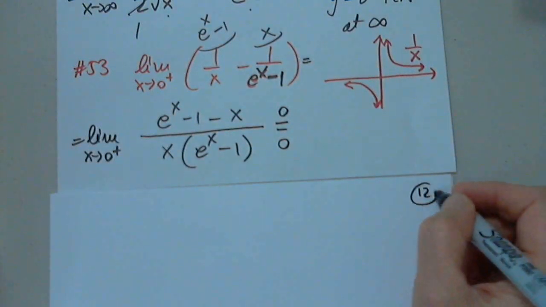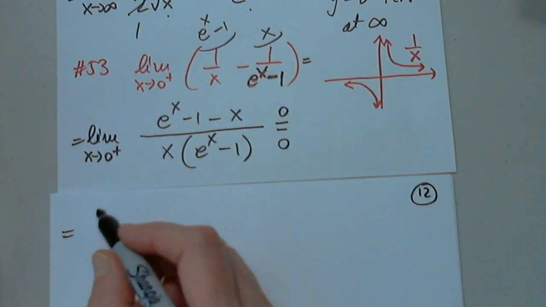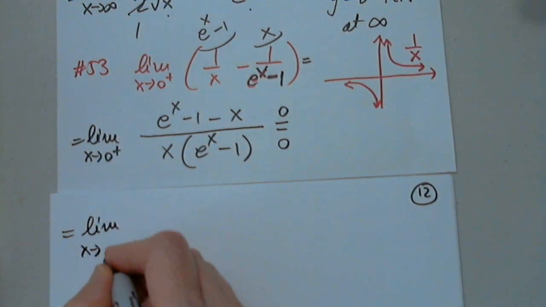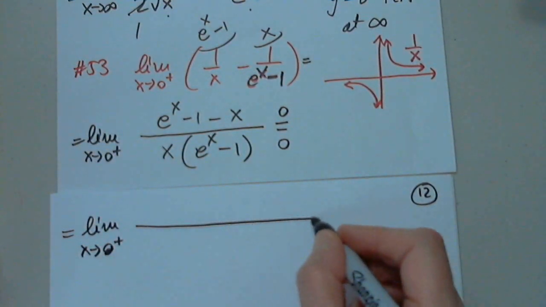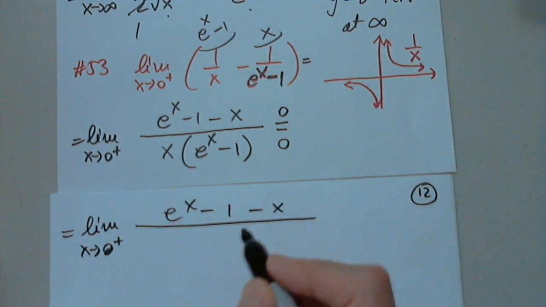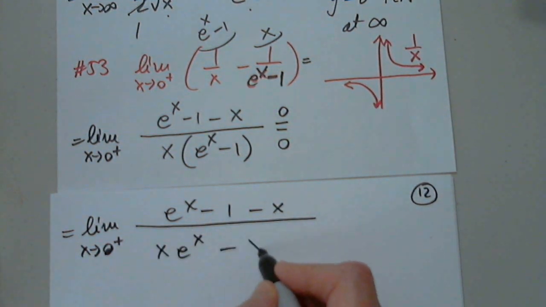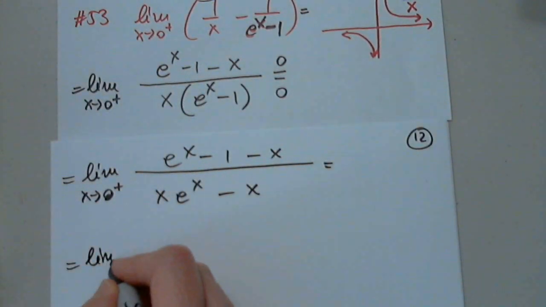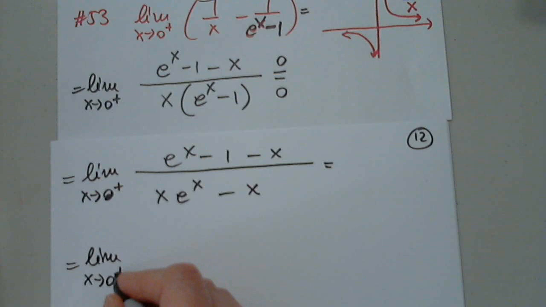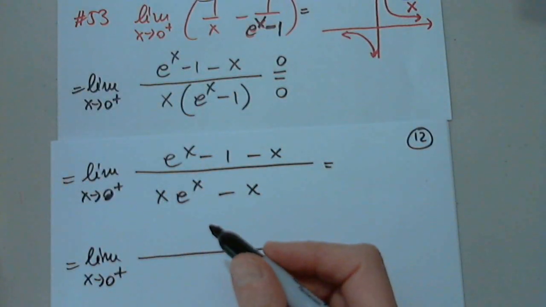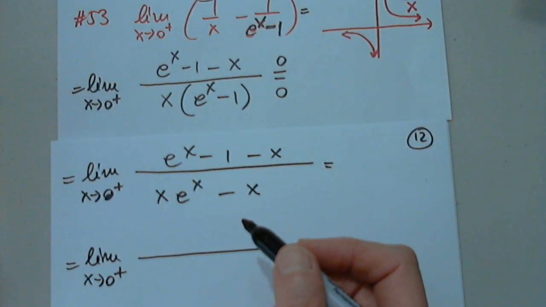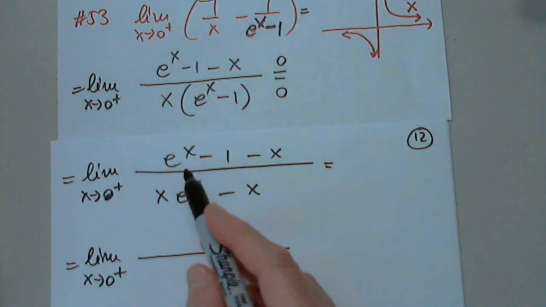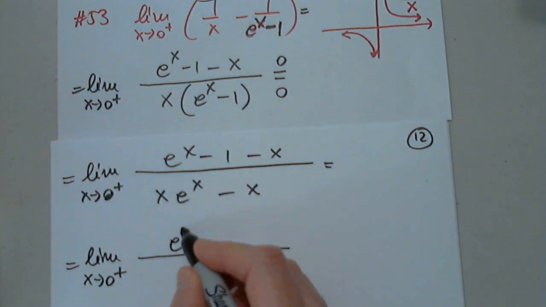Good, page 12. Okay, so then I will just distribute here and then apply L'Hopital's rule. As x approaches 0 from the right, e to the x minus 1 minus x, over x e to the x minus x. Good. So it's 0 over 0. So can anyone differentiate the top for us? e to the x minus 1.